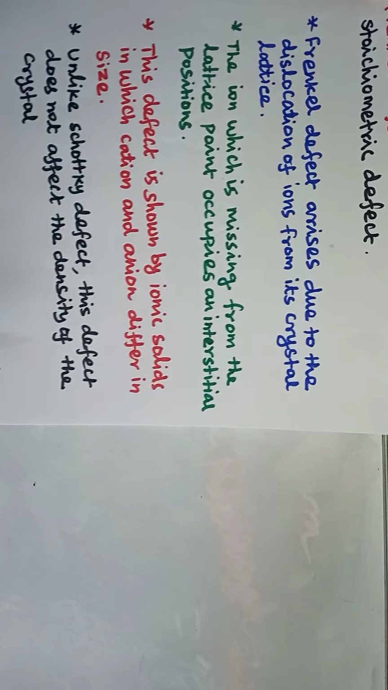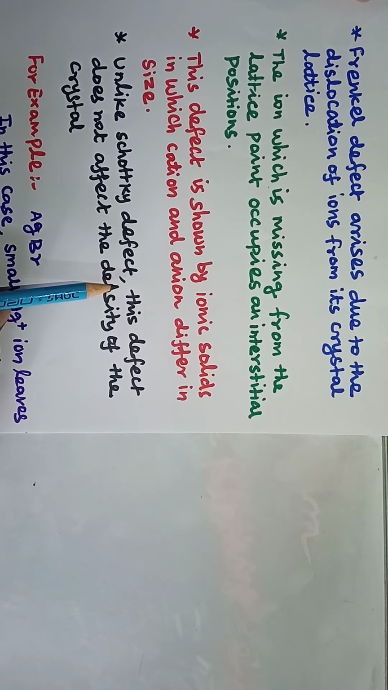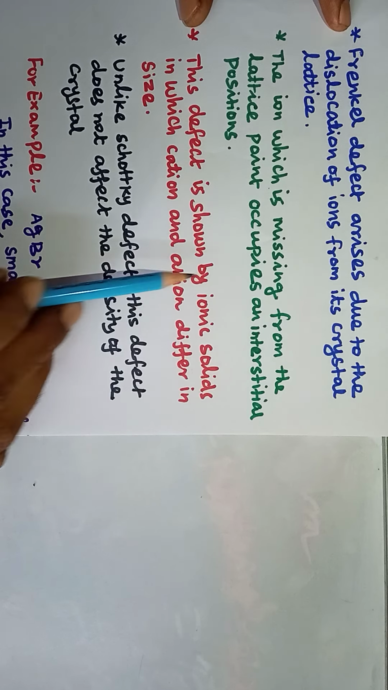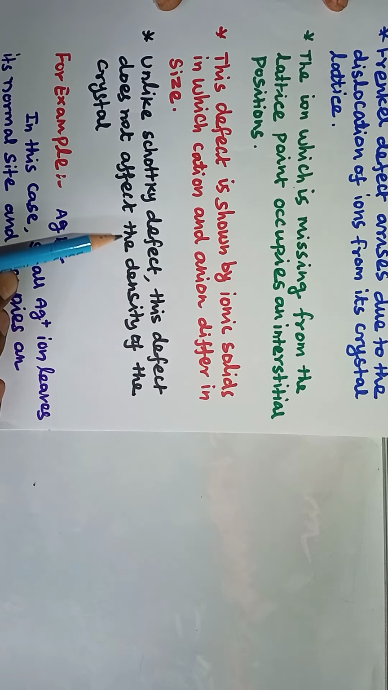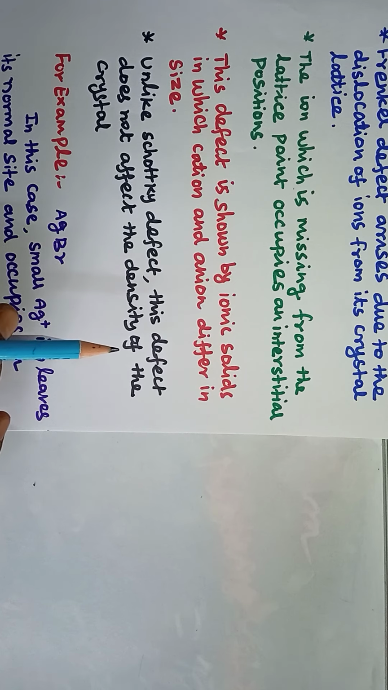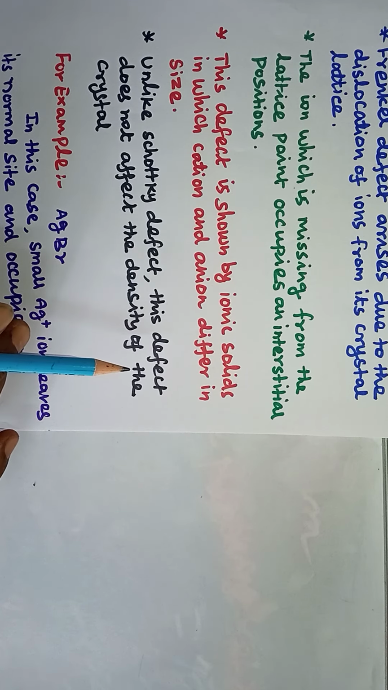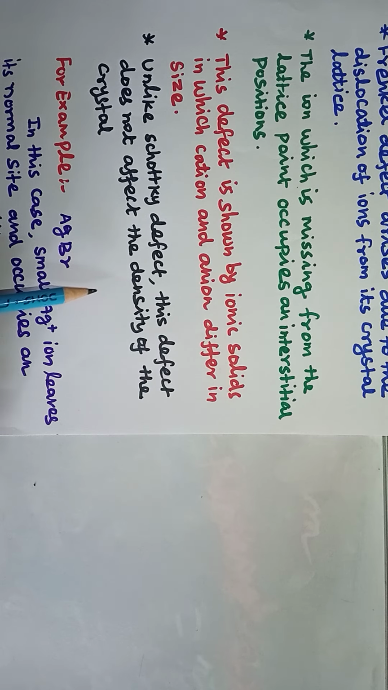The ion which is missing from the lattice point, from its normal position, occupies an interstitial position. This defect is shown by ionic solids in which the cation and anion differ in size. Such a kind of ionic solid shows the Frenkel defect. So this defect does not affect the density of the crystal.